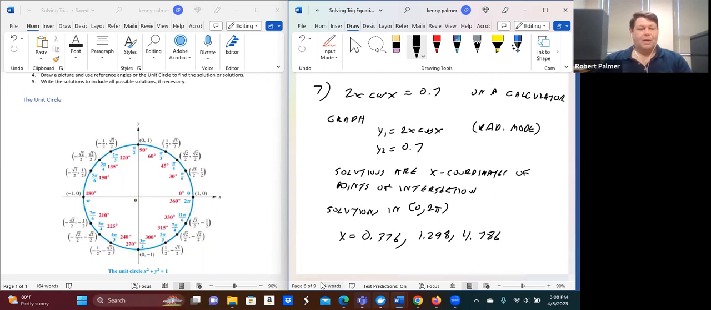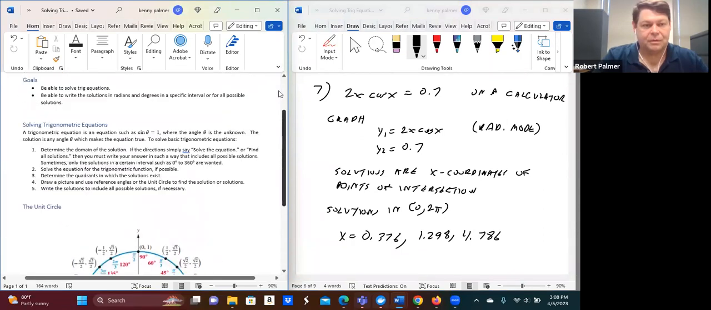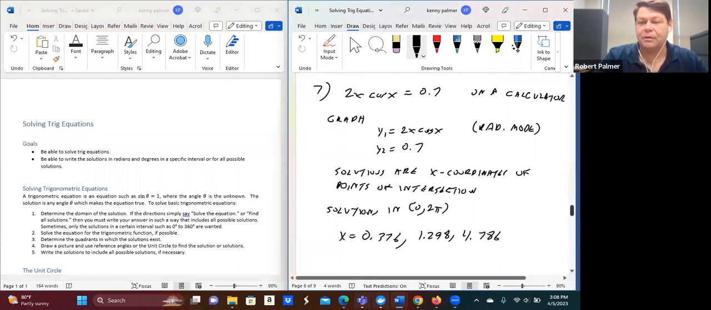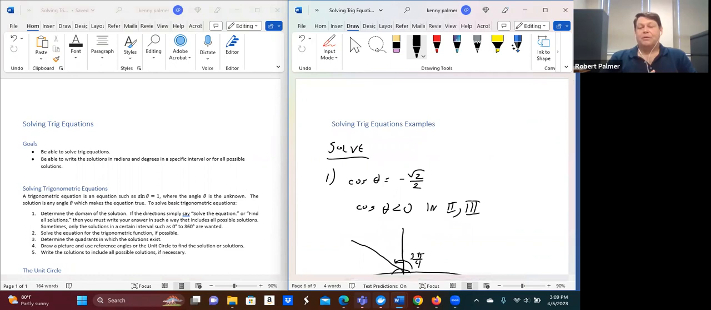All right. So what we've learned today is basically how to solve trig equations. If there's just one trig function, get it by itself, then use the unit circle to find out how many solutions you have, using degrees or radians, and then write that in terms of either radians or degrees, and also in terms of all solutions necessary, and be able to collapse those into a simpler form if we can do that.